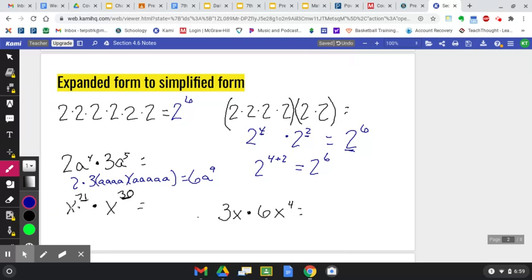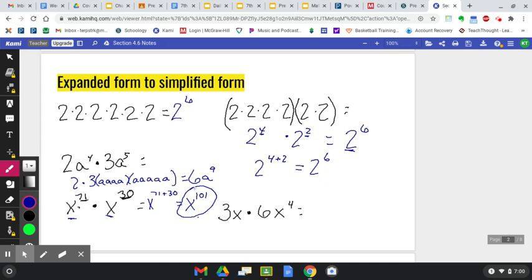Because I can tell you, if you had this problem, x to the 71st times x to the 30th, that'd be a long row of 71 x's followed by 30. So it's easier to know that if the base is the same, I can take those exponents and add them together. So that would really be x to the 101 power.